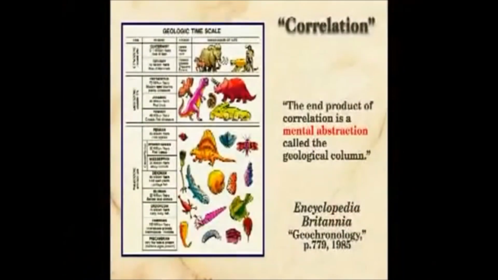And so instead of digging down and finding it in any one place, you find some over here and find some over there, and you tie it together and correlate the layers, not based on what you see in any one place. As the Encyclopedia Britannica says, the end product of correlation is a mental abstraction called the geologic column. Now, you don't get that impression in the undergraduate earth science textbooks. That's a shame. But this is not concrete, if you please. It is a mental abstraction that is built together.